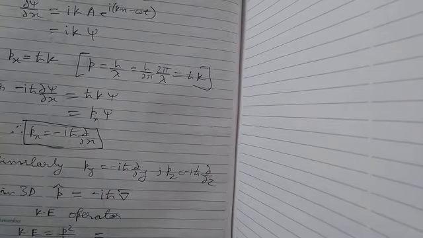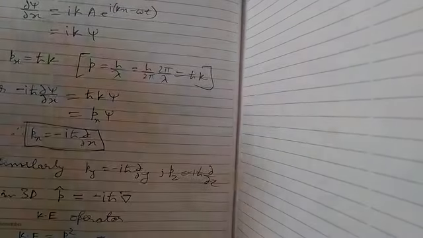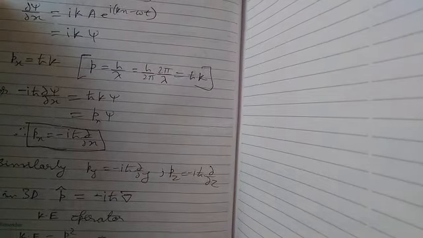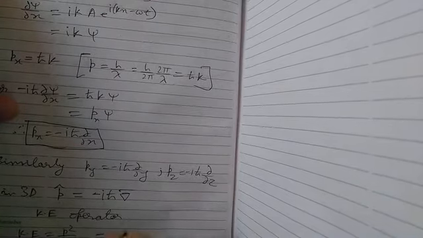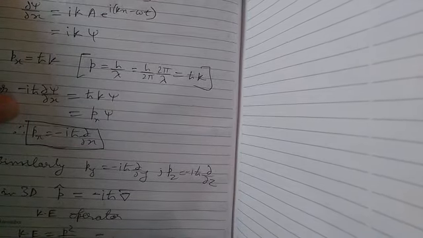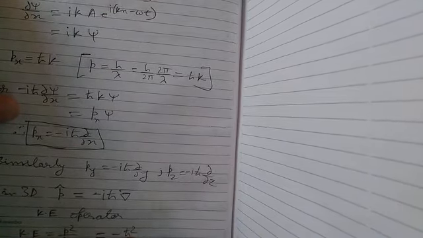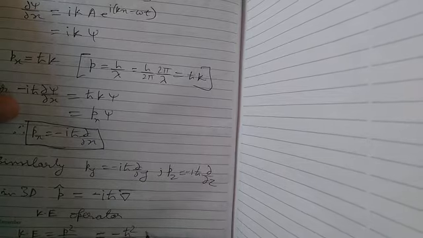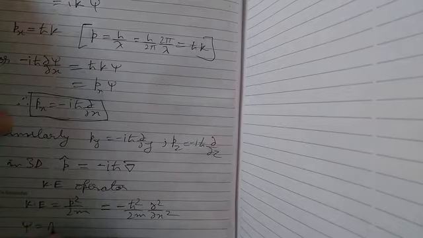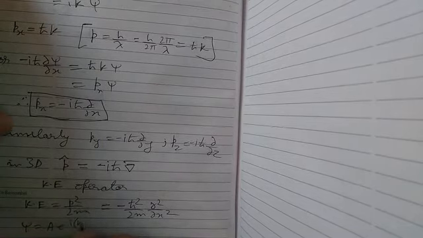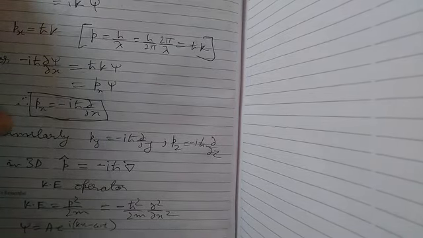Now p is already known, minus i h cut del by del x. So i square is minus, giving minus h cut square by 2m into del 2 by del x 2. This is the kinetic energy operator. Now again psi is A e to the power i(kx minus omega t).